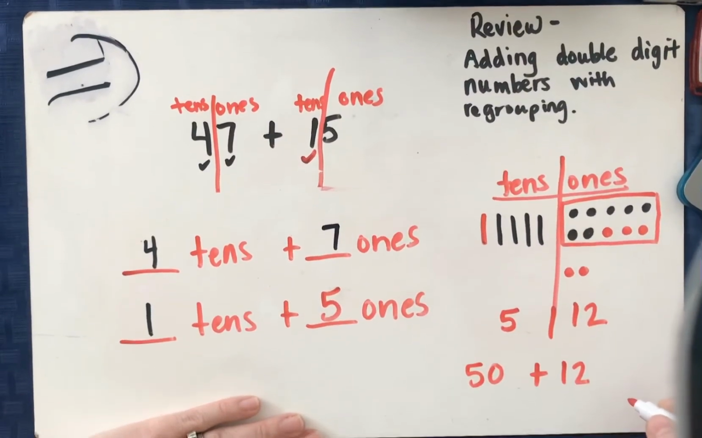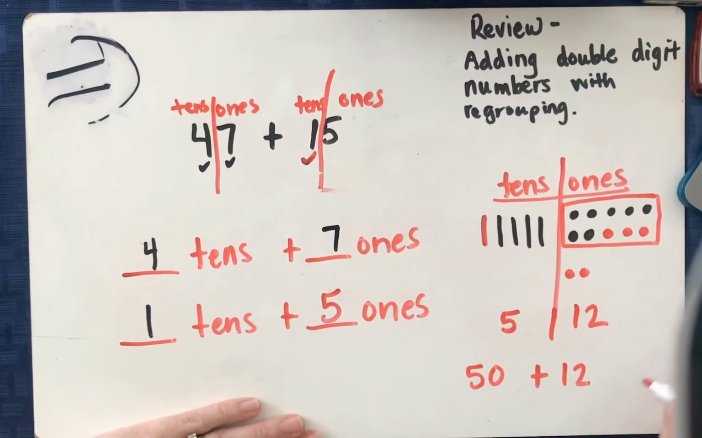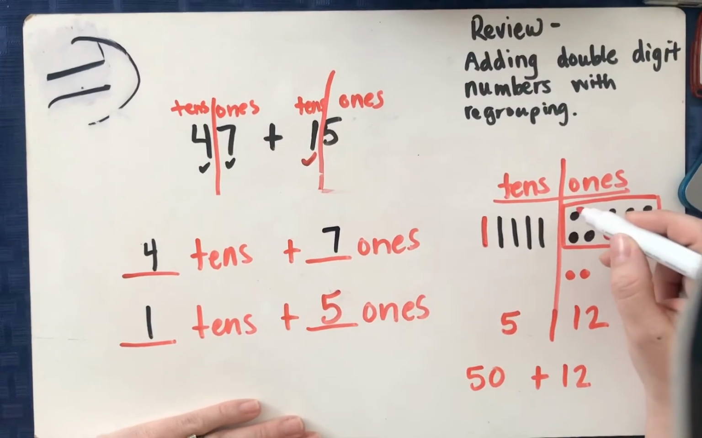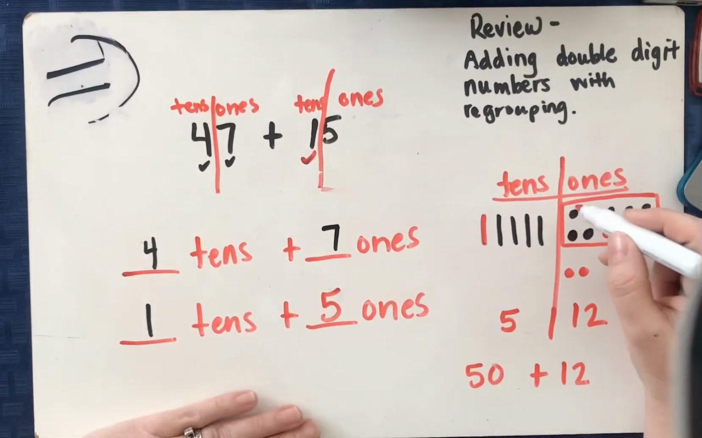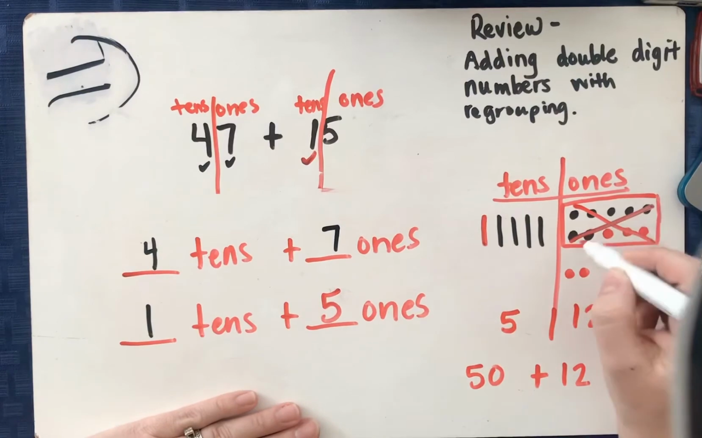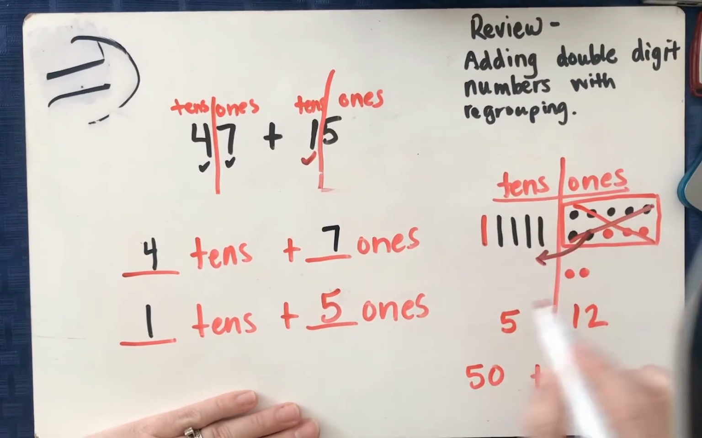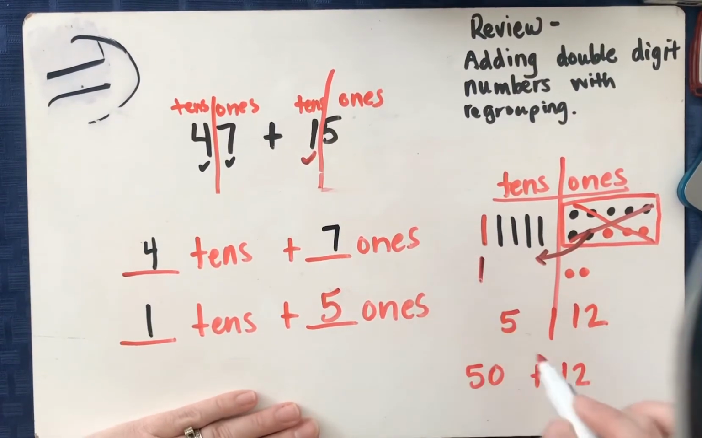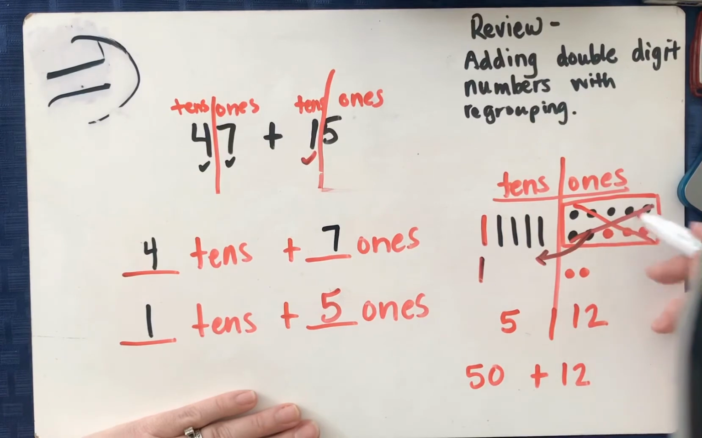Well, that's kind of hard to add. So what I like to do is I like to cross out my group of 10 and put it over here into the tens place. It's much easier to look at. Once I've regrouped all of those ones, I can move it over to the tens place.